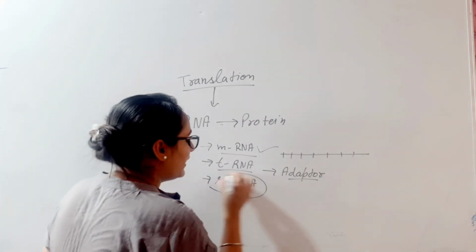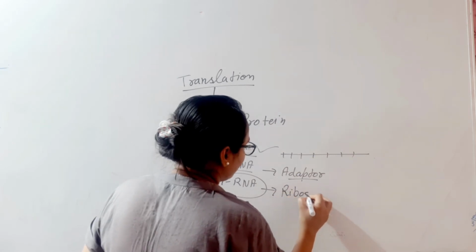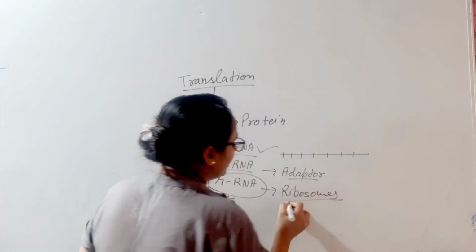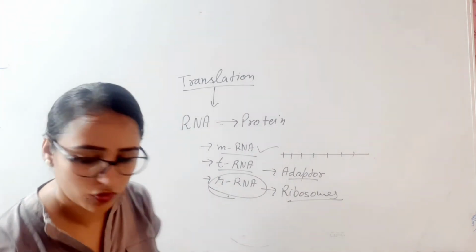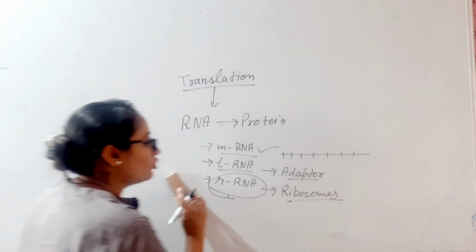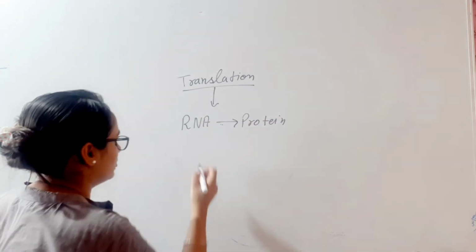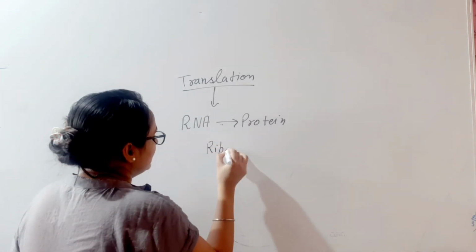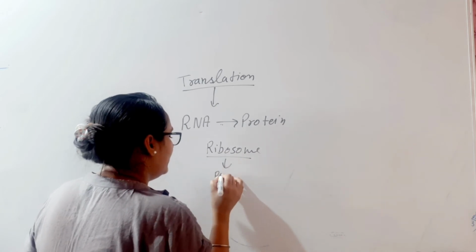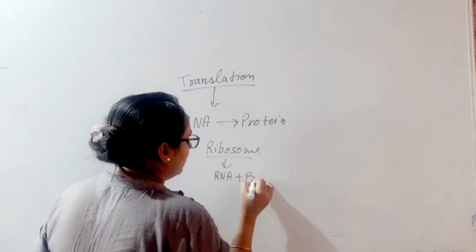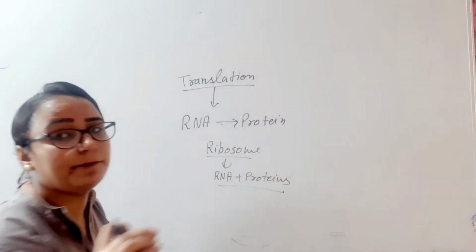And third is the rRNA. rRNA is present in the ribosomes. Okay. And ribosomes are very, very important for the process of translation. Without ribosomes, translation cannot take place. Okay. So this ribosome is not only made up of rRNA. It is a complex of RNA plus proteins.